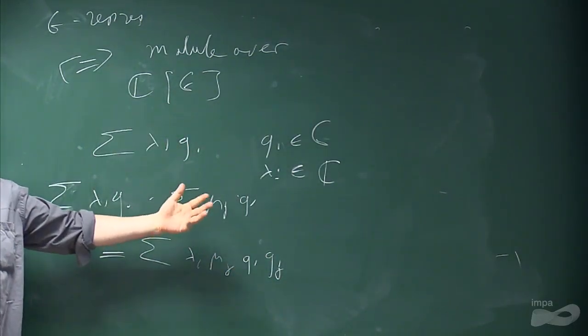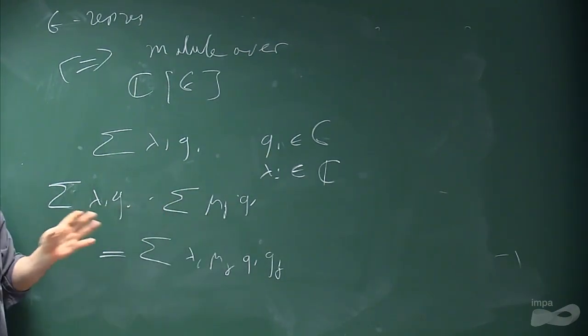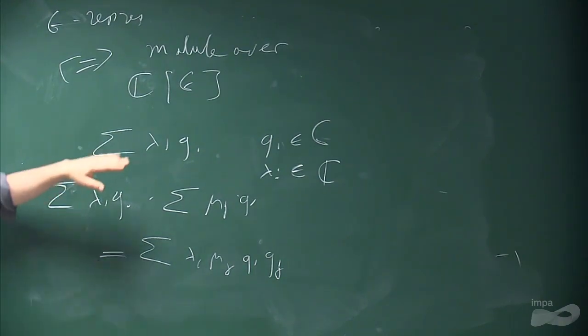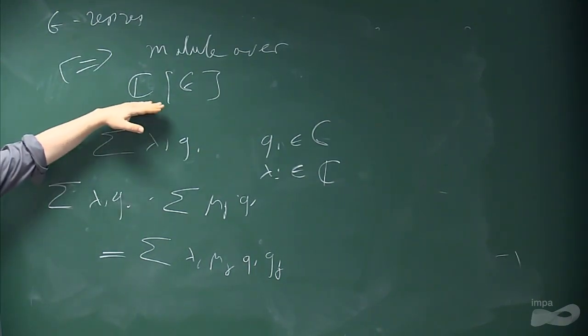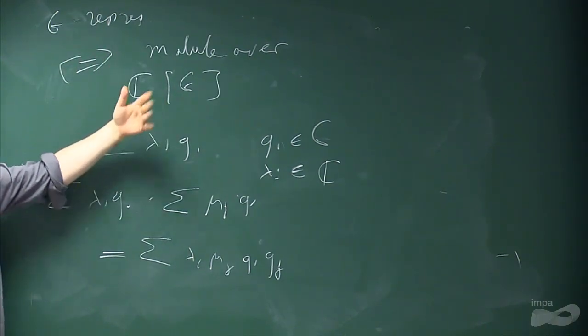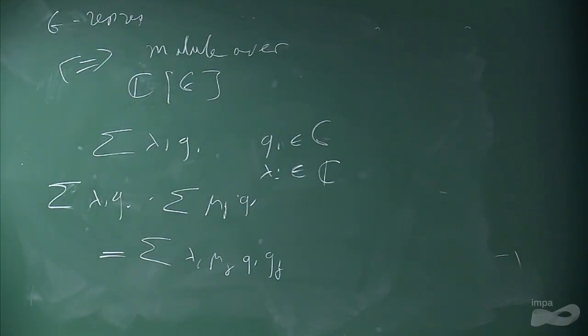You multiply group elements together and you multiply the coefficients as the coefficients. It's sort of clear that if you have a G representation, you have a module over this algebra, and the converse is also true. It's not an algebra in the sense I would usually use. It's not commutative, but it's still an algebra.